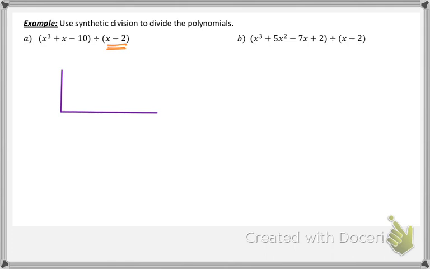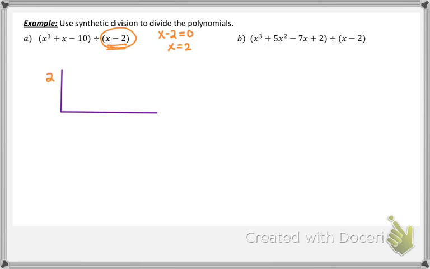And outside the box is going to be a number, and that number I get by taking my divisor and setting it equal to 0 and solving. So x minus 2 equals 0. Solve for x. X would be 2. This 2 I'm going to put on the outside. Okay, take your divisor, set it equal to 0, and solve. That's the number that goes on the outside.